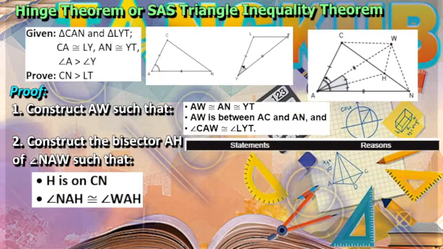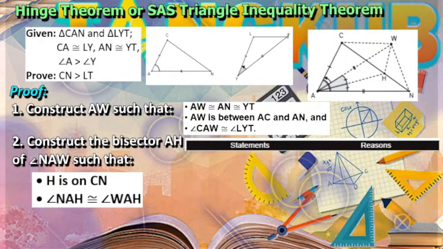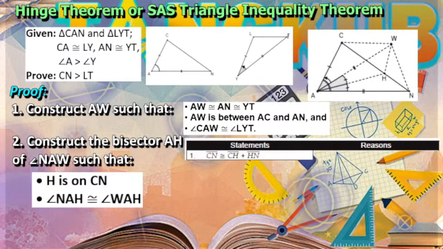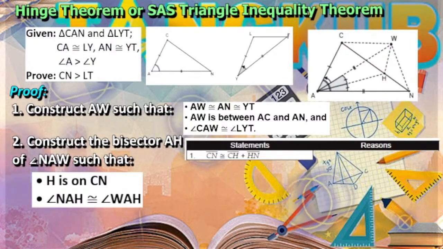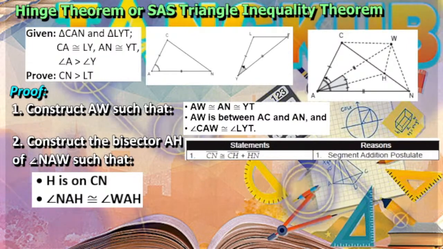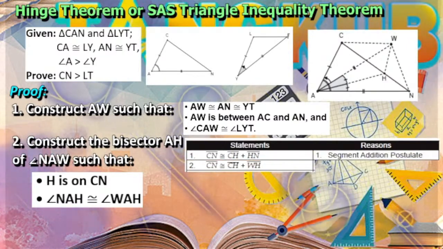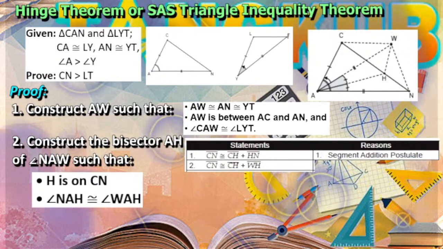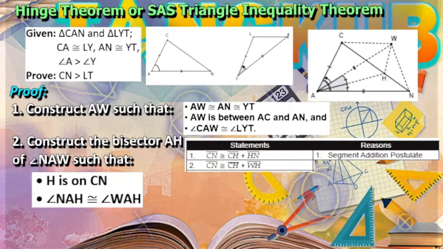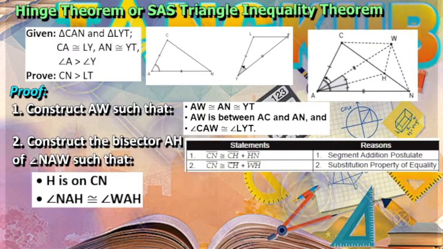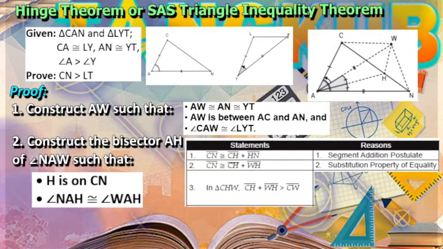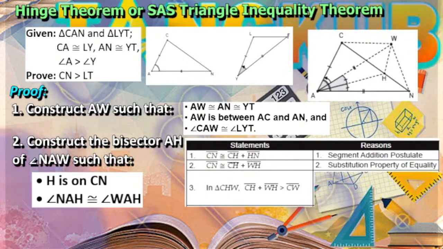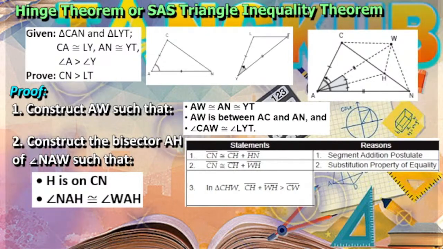Now, here are the following statements with their corresponding reasons. First, CN is congruent to CH plus HN. Reason, segment addition postulate. Next, CN is congruent to CH plus WH. Reason, substitution property of equality. Third, in triangle CHW, CH plus WH is greater than CW.